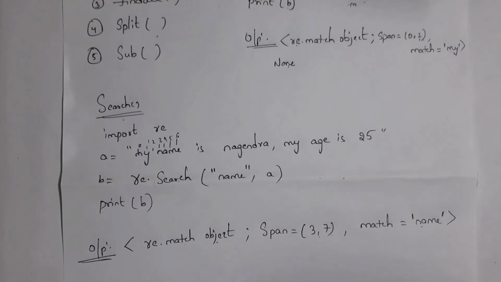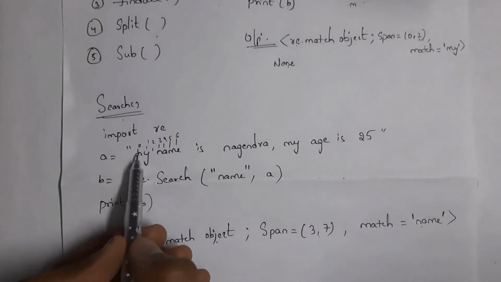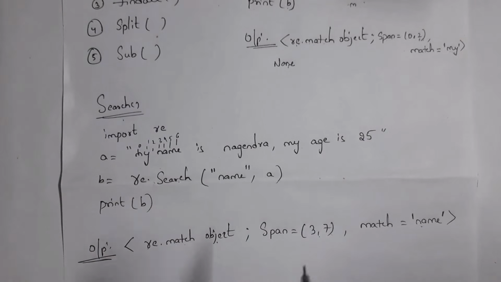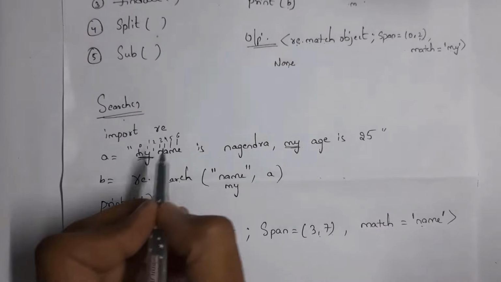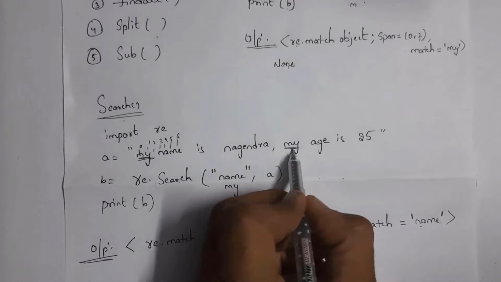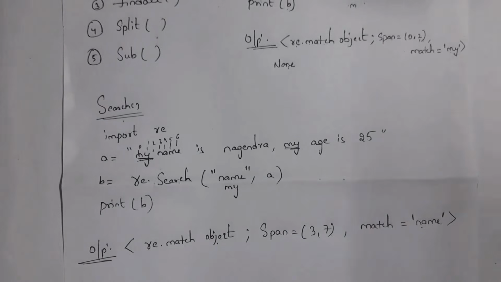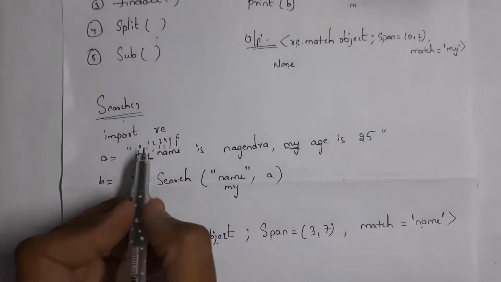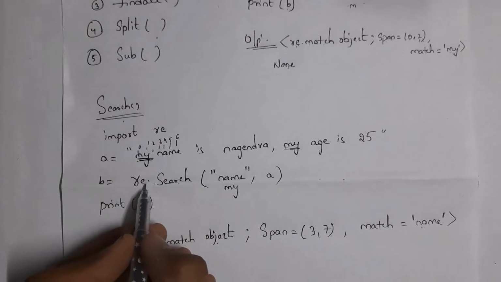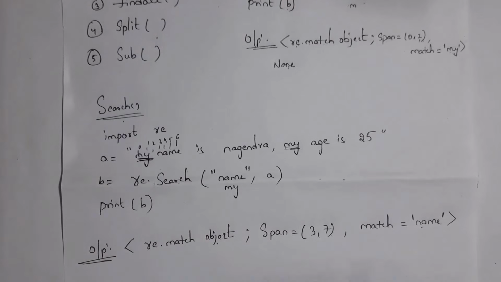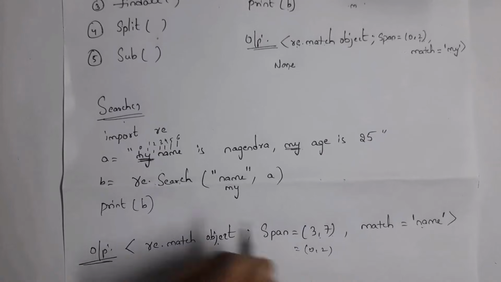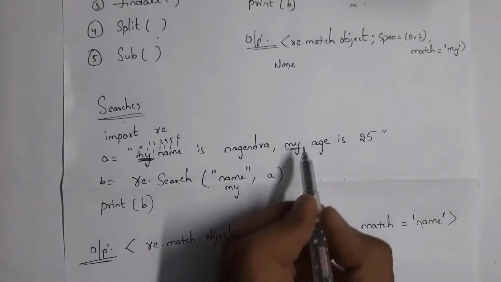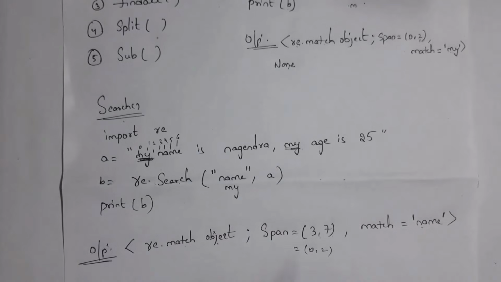But there is one disadvantage in search function, that is, though characters are available twice, it will display only once. For example, in place of 'name', if I write here 'my', 'my' is present here and the next 'my' is present here. Though characters are available twice, it will display only once, and that too it will consider only the first characters. So it will consider only this 'my', and whenever you write here re.search of 'my', you will get output re.match object, span equal to (0, 2). So it will consider only the first 'my', it won't consider the second 'my'. This is the disadvantage of search function.